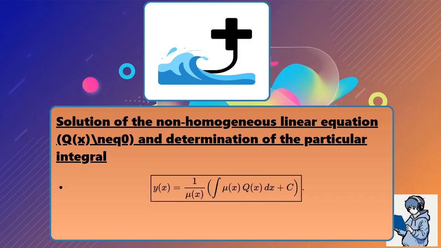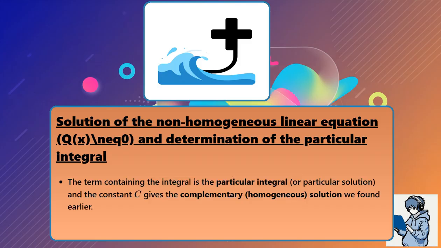y of x equals 1 over mu of x times the integral of mu of x times q of x dx plus c. The term containing the integral is the particular integral or particular solution, and the constant c gives the complementary homogeneous solution we found earlier.